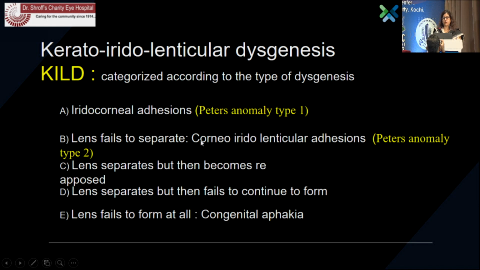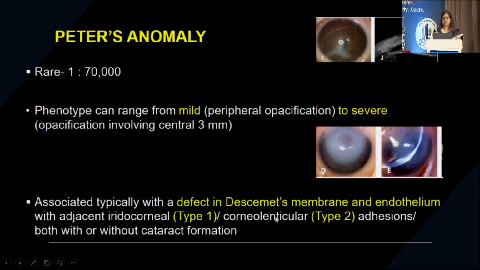Second one is corneo-iridolenticular adhesions, that is called the Peters anomaly type 2. So in type 2, we have lenticular adhesions as well, because the lens failed to separate. And then there are other categories. The lens separates, but then it becomes reapposed, or lens separates but fails to continue to form, or the lens fails to form at all, the congenital aphakia. So this is again a very severe kind of dysgenesis, and the prognosis is very poor in congenital aphakia cases.